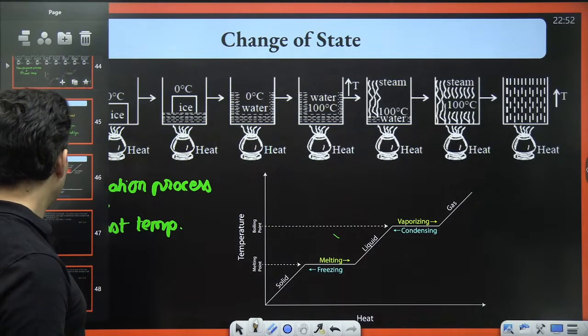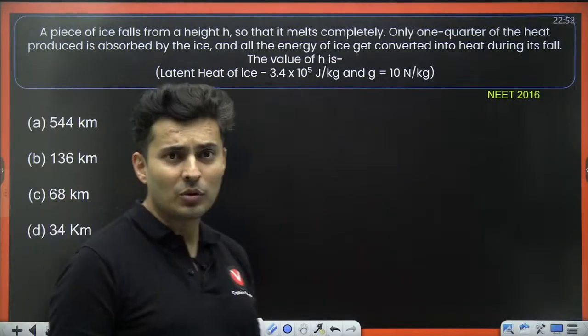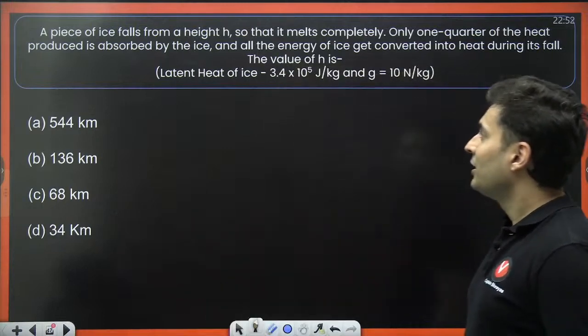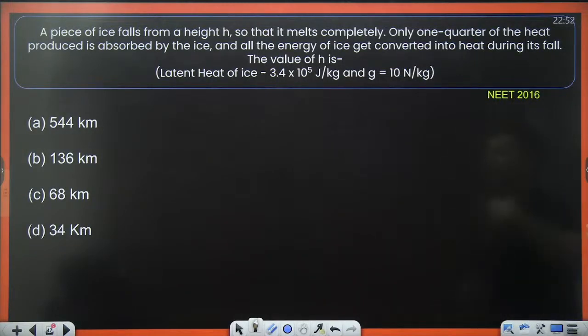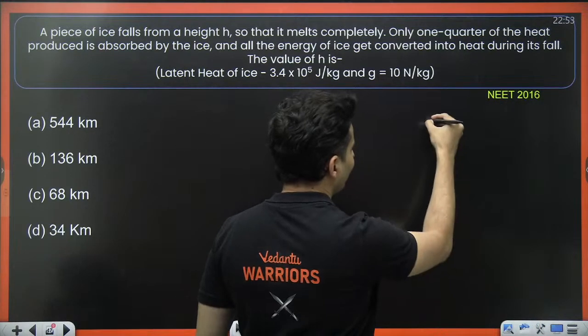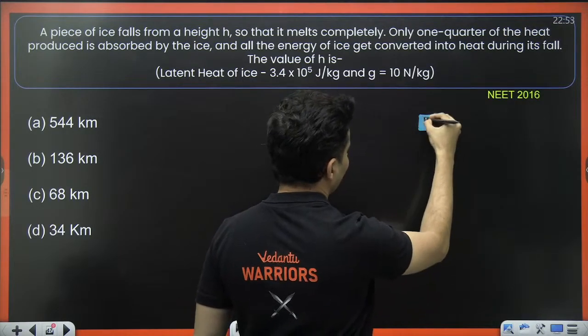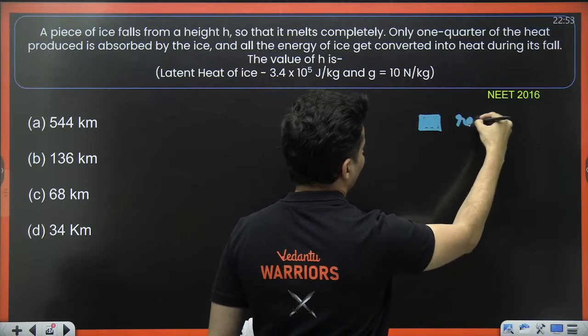Great. So let's go to some questions coming up on your screen. This is a NEET 2016 question. Can you solve this? A piece of ice falls from a height h so that it melts completely. Only 1/4 of the heat produced is absorbed by the ice, and all the energy of the ice gets converted into heat during this fall. The value of h is. So let's understand what is happening. There is ice over here. It starts from rest.